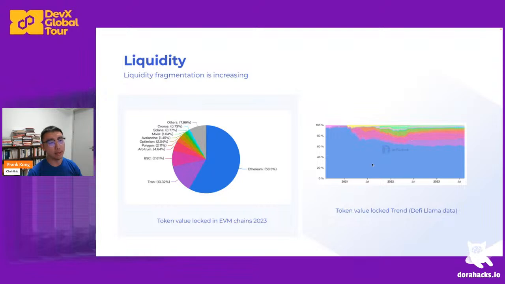You can see the percentage of the blue part, which represents the Ethereum mainnet, keeps decreasing. And the number of colors is increasing, and the percentage of the colors is also increasing. So you can see that the liquidity fragmentation is increasing in recent years.